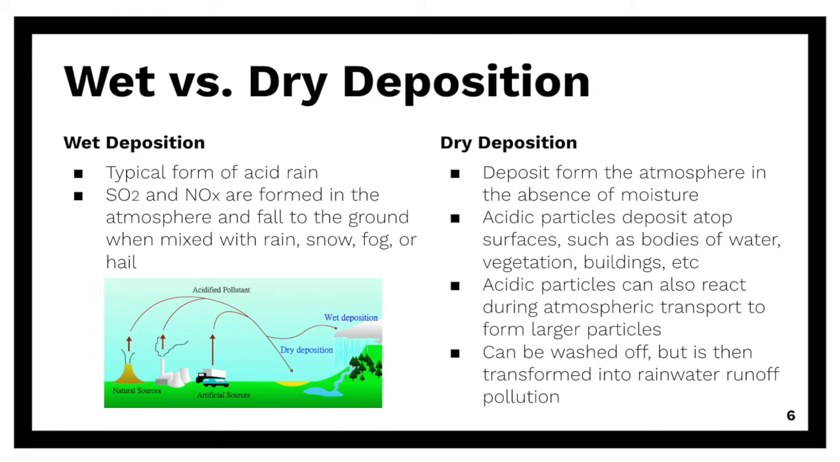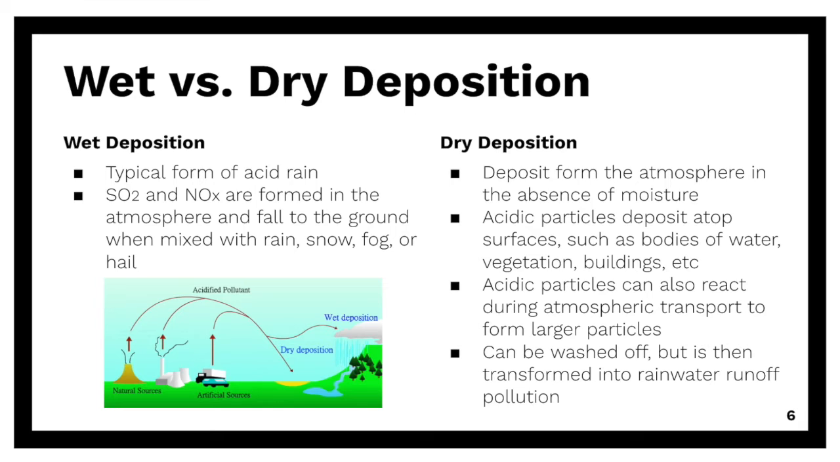Acid rain can be deposited in two forms, wet and dry. Wet deposition is the form that most people imagine whilst talking about acid rain, as it travels in rain, snow, fog, and hail. However, dry deposition occurs at about the same rate.